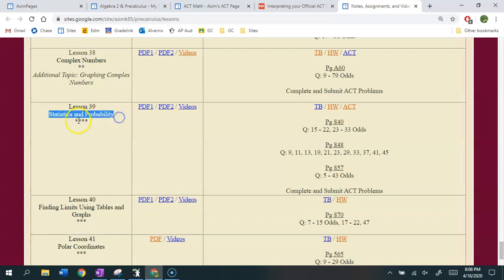Today we're going to learn a very different type of mathematics, and it is called statistics and probability. And as you can see, it is marked as a 4-star lesson. There's no hiding it. This is a bit of a challenging course.